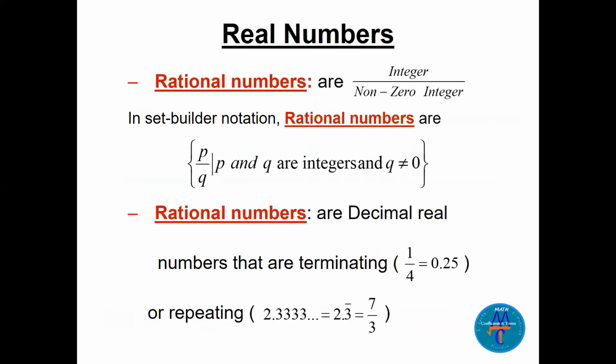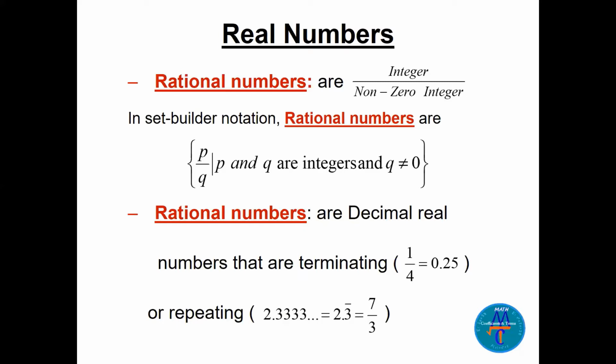Now let's move to rational. Rational numbers are the numbers that are an integer divided by a non-zero integer. So you should have an integer up, maybe 5, maybe 6, maybe 7, divided by a non-zero integer. We cannot have 0 in the denominator because it will be undefined, which is not a real number. So the rational numbers are P over Q, where P and Q are integers and Q cannot be 0.